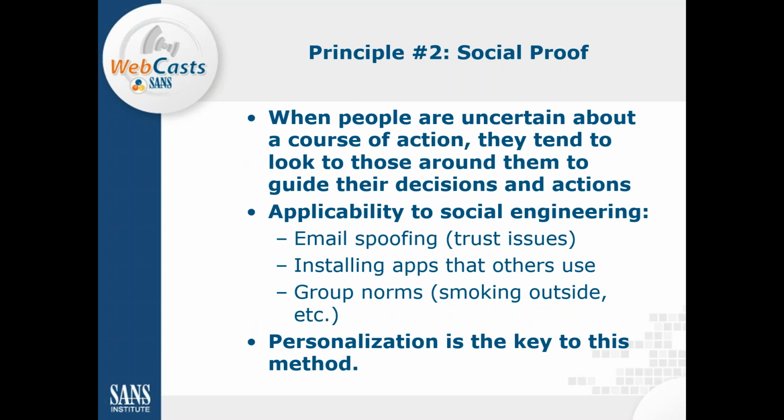The second one is social proof. Social proof is really pretty easy, too. It's all about looking around us and allowing others' actions and behaviors and the social norms, as it were, within an organization to get you where you need to go.